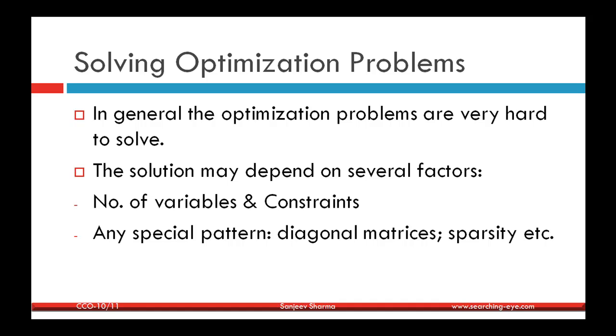In fact, almost every problem in machine learning is finally an optimization problem. So in general, it is quite hard to solve a general mathematical optimization problem, and even if we can solve the problem, it depends on several factors such as the number of variables in the problem, the number of constraints in the problem, and whether there is any special pattern such as sparsity or diagonal matrices, which again implies a sparsity pattern. So the solution depends on these factors. The time taken by the solution and the efficiency and reliability of the solver depend on these conditions.